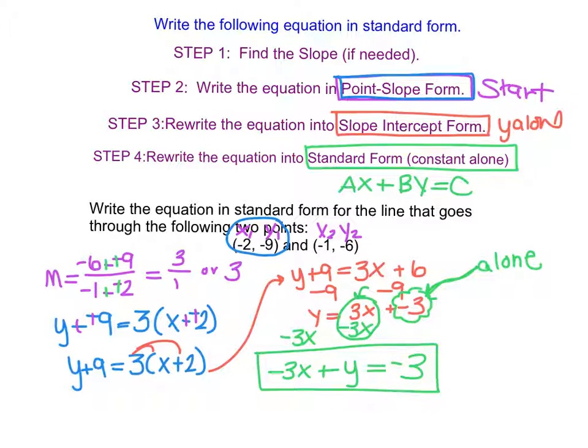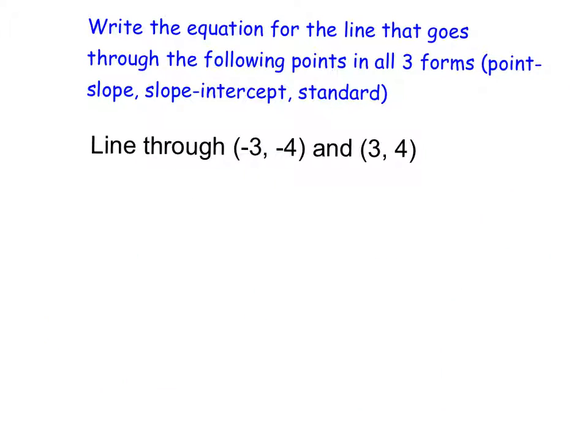So essentially we start just where we started before in step 1, finding the slope, work through point slope form, through slope intercept form, and then ultimately end in standard form. So here again, we're going to write the equation of a line into all three forms, utilizing the 2 points that we see on the screen. So in order to start this whole process, we need to find our slope. So that's exactly where we're going to start.